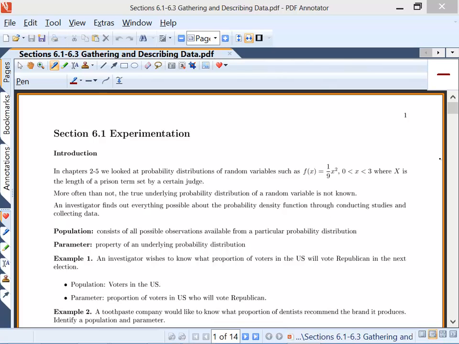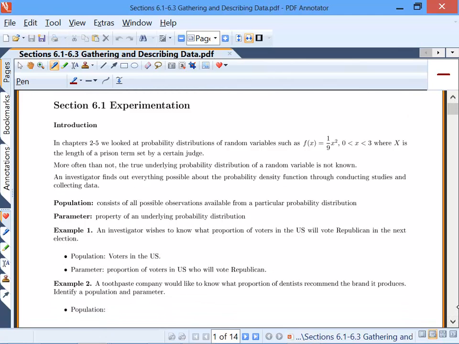The parameter is a property of an underlying probability distribution. Remember some of our distributions: for the binomial distribution, the parameters are n and p, or for a normal distribution, the parameters, the things that control the shape of the distribution, are the mean and standard deviation.